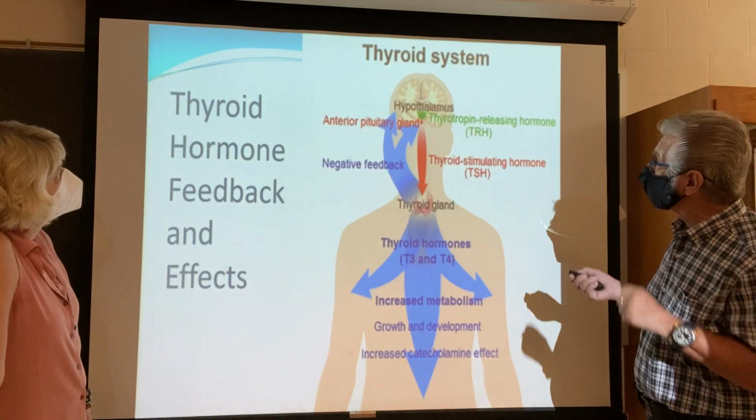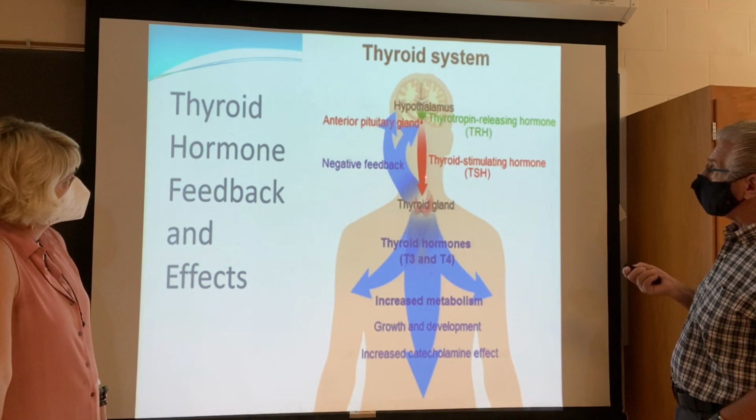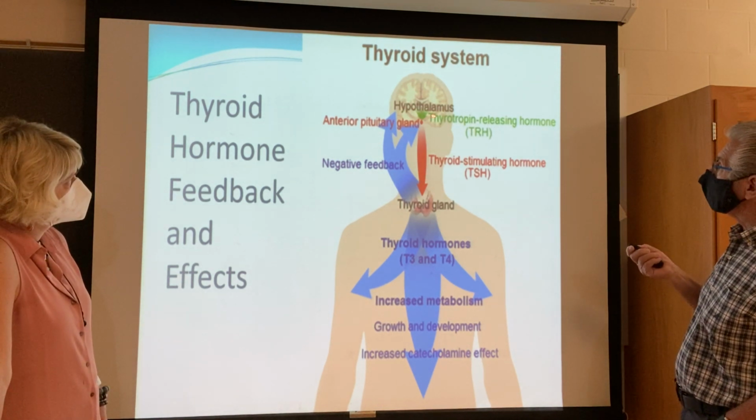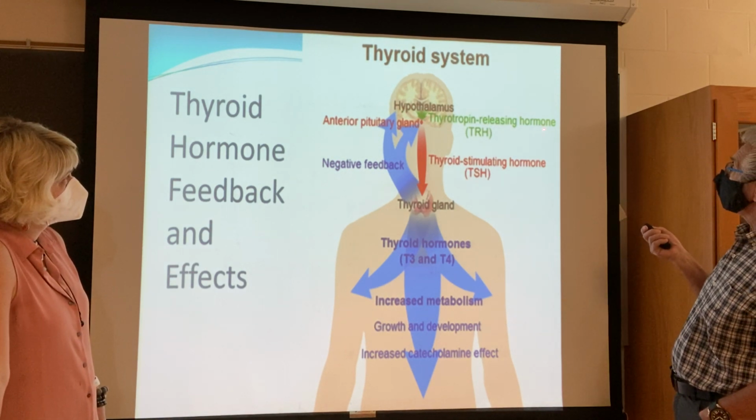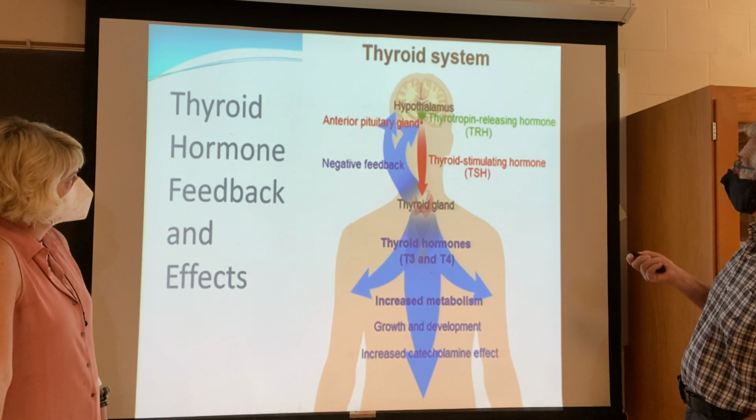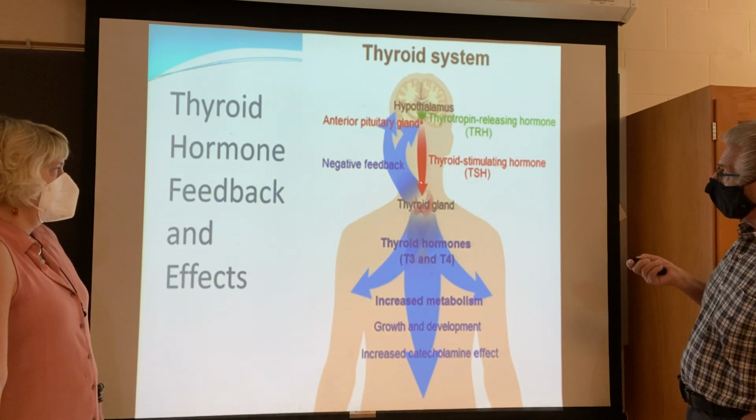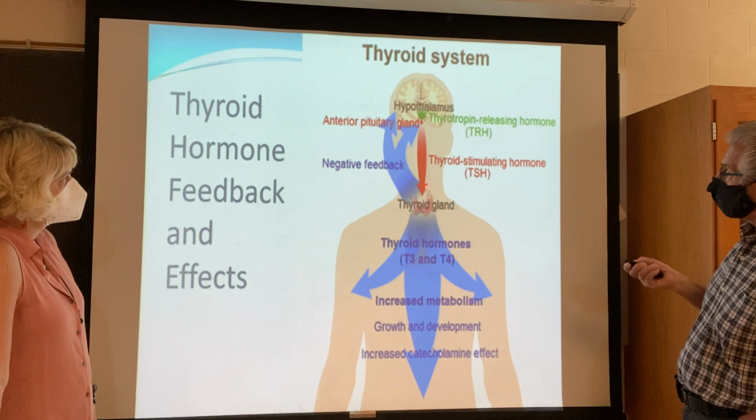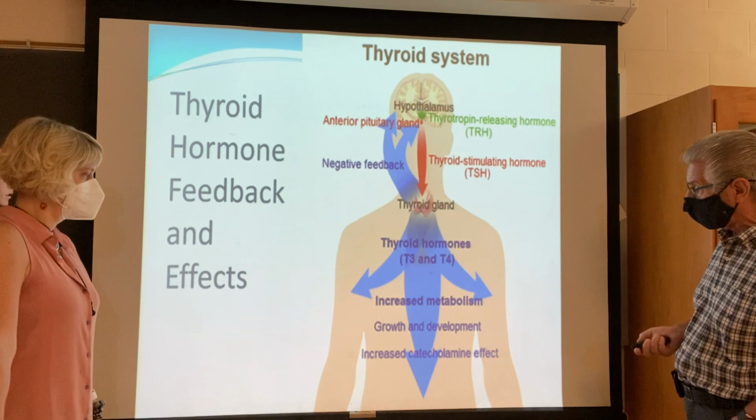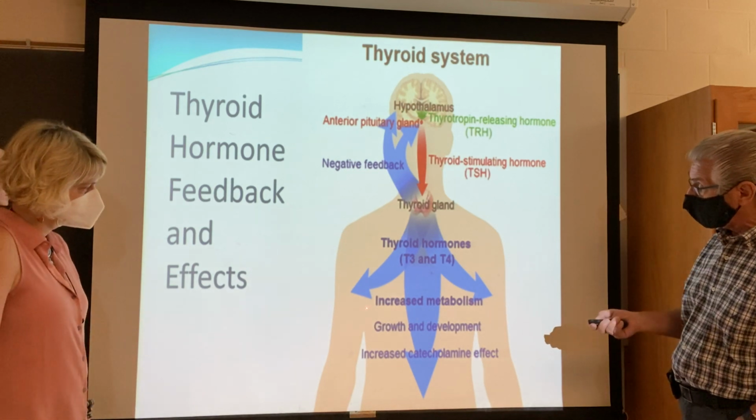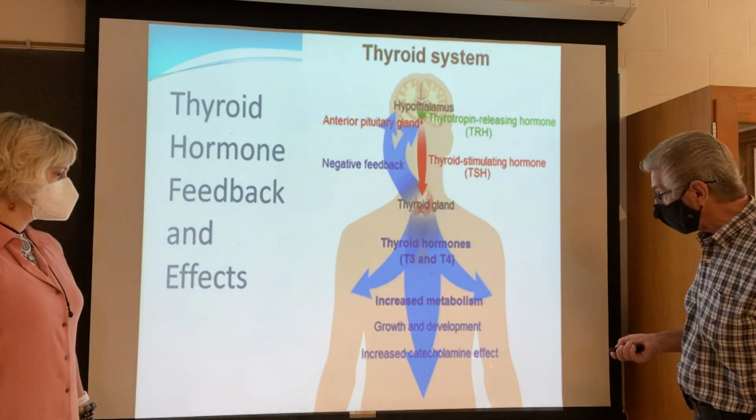Now, here we can see thyroid hormone feedback and effects. As we talked about before, negative feedback. Where are we getting all of this hormonal influence? Thyrotropin releasing hormone, TRH, is going to stimulate thyroid stimulating hormone to be released from the anterior pituitary. That then stimulates the thyroid gland to produce the thyroid hormones, T3, T4. And as we stated before, increased metabolism, growth, development, and increased catecholamine effect.